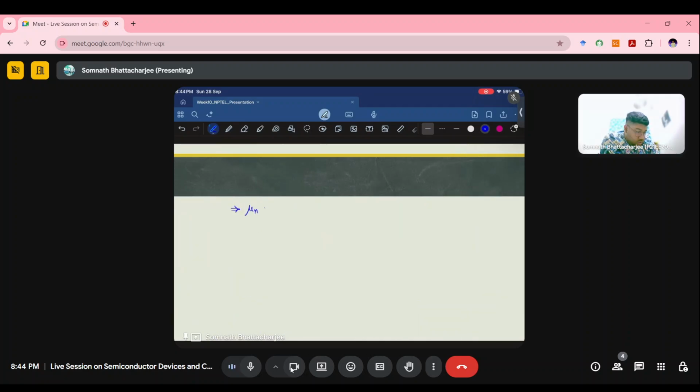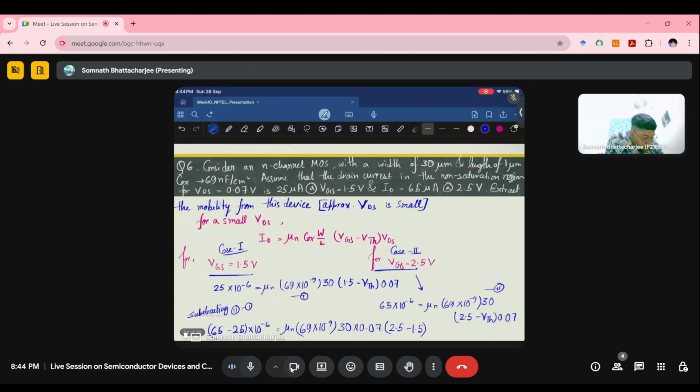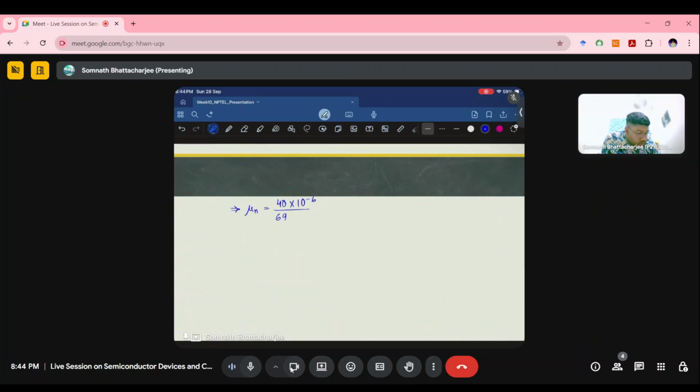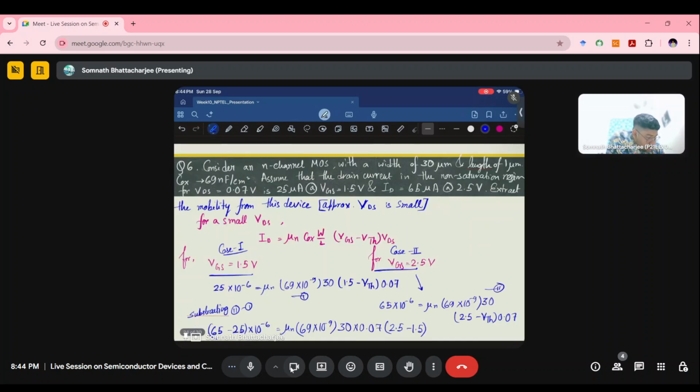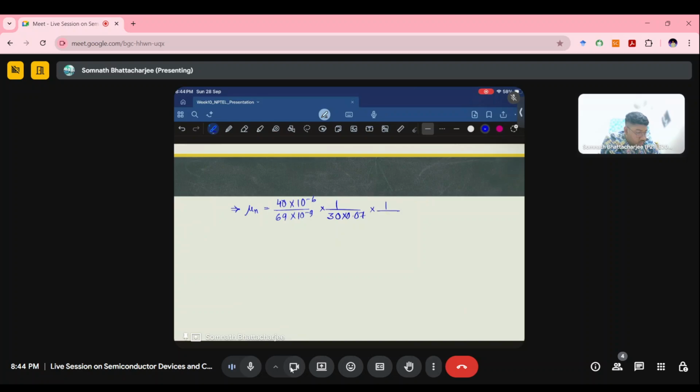So mu n equals 40 times 10 to the power of minus 6 divided by 69 into 10 to the power of minus 9, multiplied by 1 by 30 into 0.07, and 1 by 2.5 minus 1, so it will be 1, right? So we just have to put the values. Let's first cancel this out. 30, 30, and this thing, I guess, so better to calculate this.